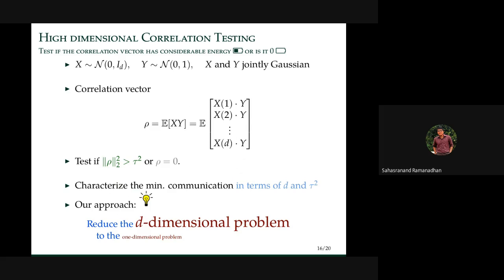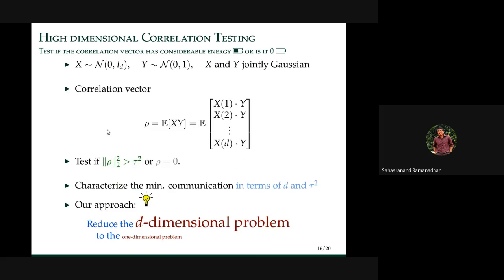We recall that for the one-dimensional problem, say if we want to test if y is correlated with one of the coordinates with some correlation, say tau square, then we know how to solve it using the scalar results that we derived previously. But here we are specifying the problem in terms of the overall energy of the vector, not individual energies, right? So we have this condition, norm rho square greater than tau square. So how do we reduce this d-dimensional problem to the one-dimensional problem?